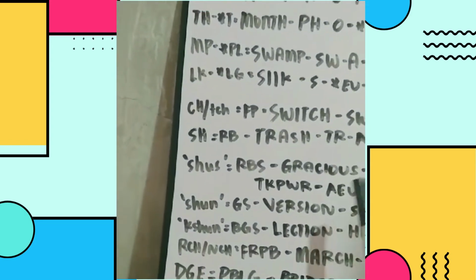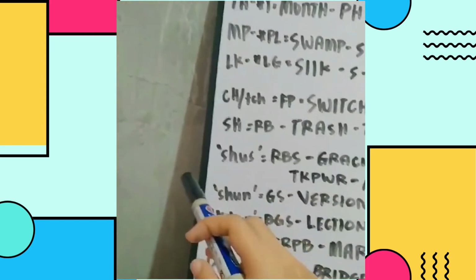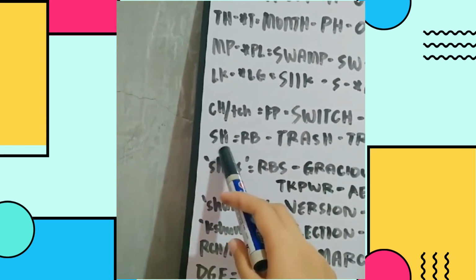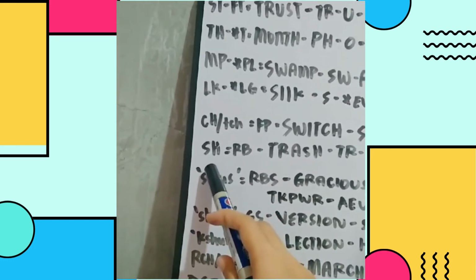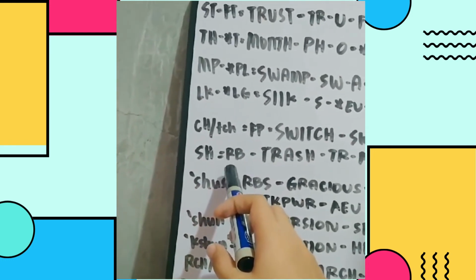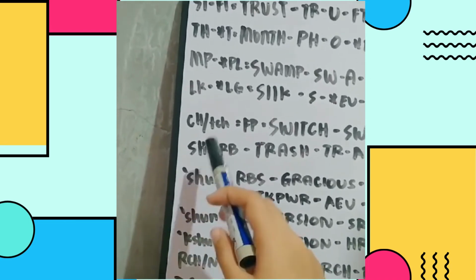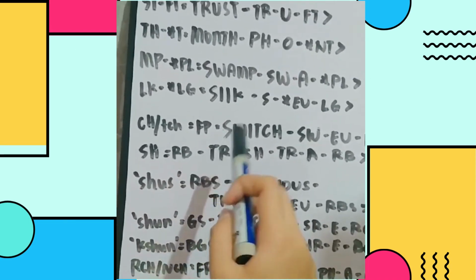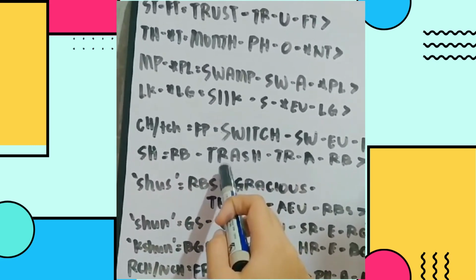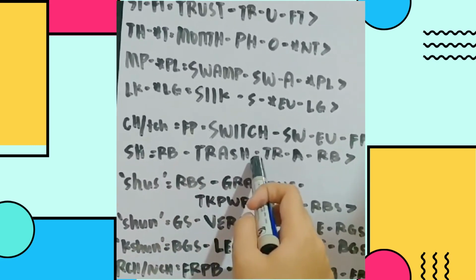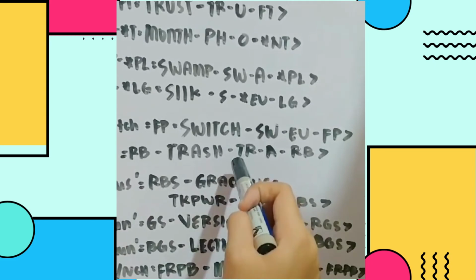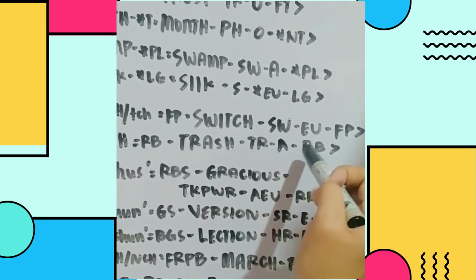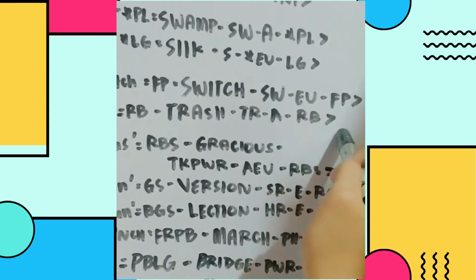Okay, so proceed. The ending word is SH and the represent code is RB. And the example word is trash. If we read and type it, it should be initial letter TR, vowel A, ending RB, then release.